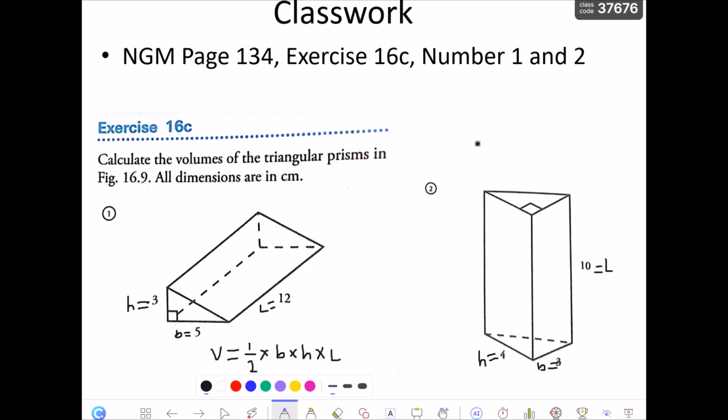So the same formula will be used. Volume is 1 over 2 times the area of triangle, the triangle is 4 times 3. That's half base times height, then times your length, which will give you times 10. So just take note of this, and that is all for the topic solid shape.